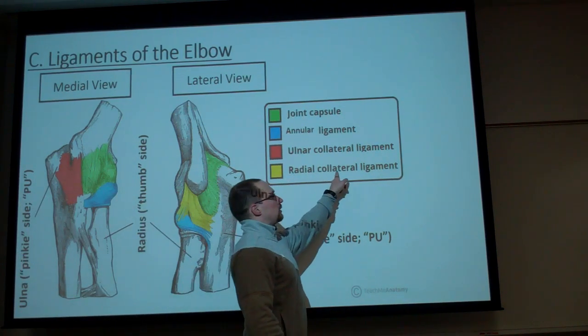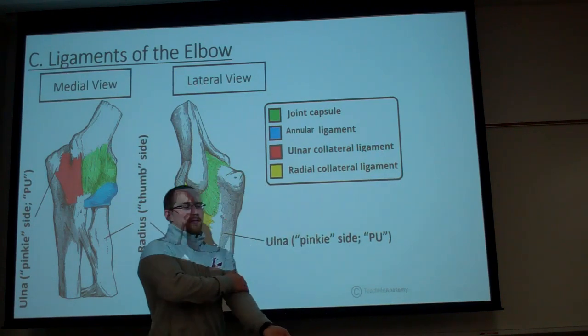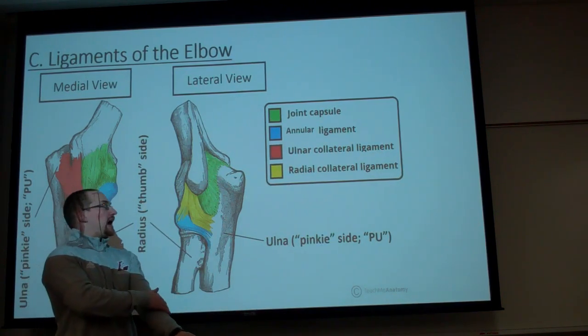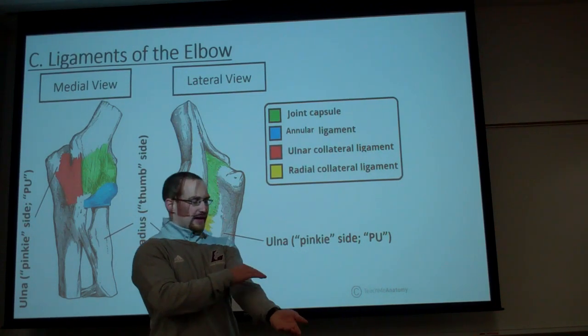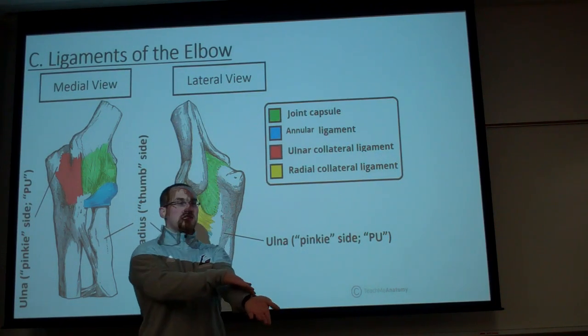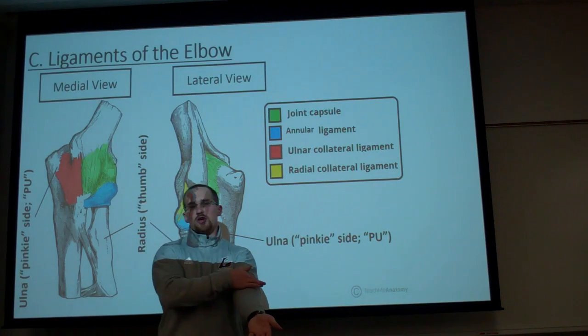Likewise, the radial collateral ligament is going to be on the outside. It's on the lateral side. And that connects the radius, which is always thumb side, to the humerus.